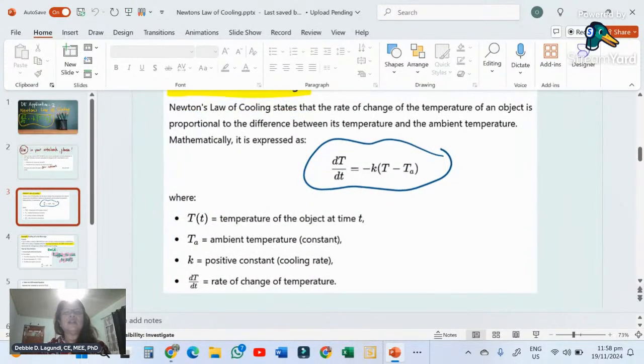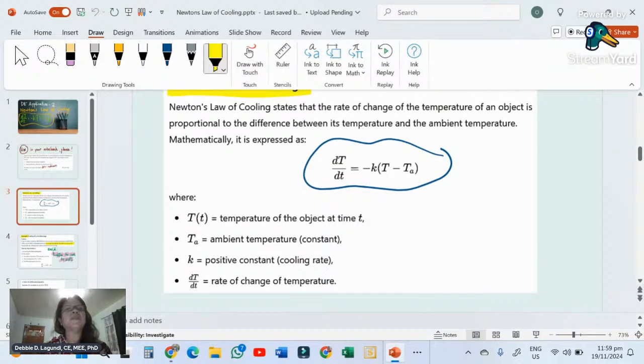So the capital T will be the temperature of the object at any given time t. T sub A would be the ambient temperature constant. Let me just shade what I am saying. This one here, the T_A, and T would be this. But we're going to rearrange it later. Ambient temperature, what is this? Ambient temperature is the temperature outside or the temperature surrounding a body.